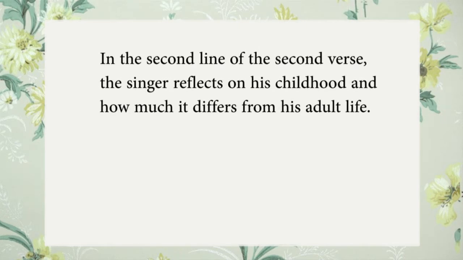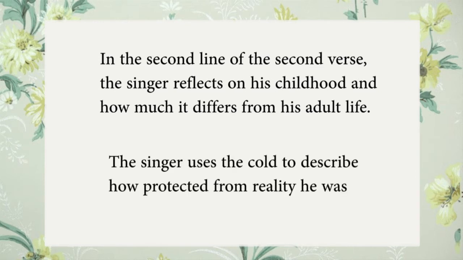My claim for this first paragraph is that the singer had an overprotected childhood. My context is, "In the second verse, the singer reflects on his childhood and how much it differs from his adult life." Now my in-between sentence: "The singer uses the cold to describe how protected from reality he was." And now the quote. While we're on quotes, let's talk quote integration.